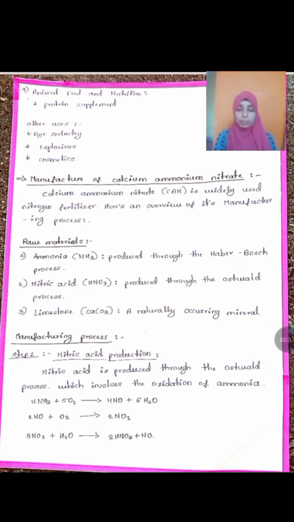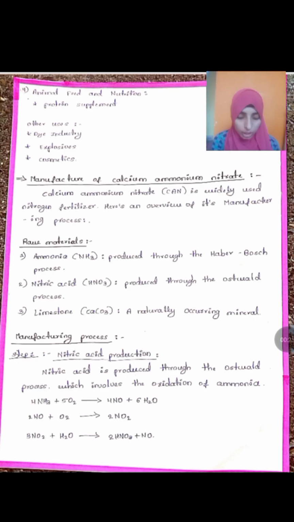Next we are discussing manufacture of calcium ammonium nitrate. Calcium ammonium nitrate is a widely used nitrogen fertilizer. Here is an overview of its manufacturing process. Raw materials. There are 3 raw materials. First one is ammonia, second one is nitric acid, third one is limestone.